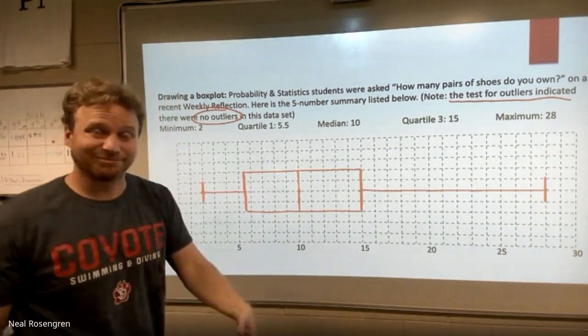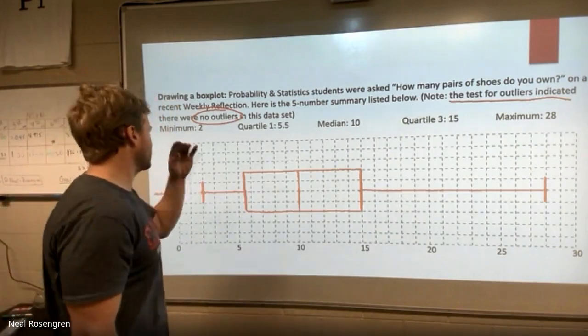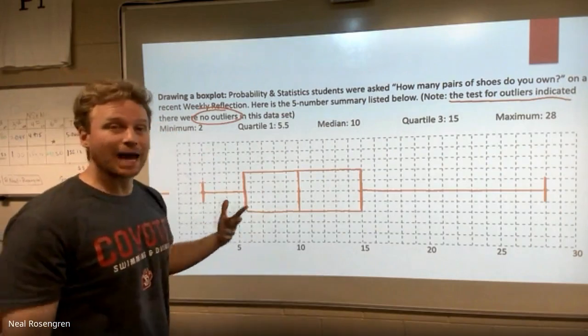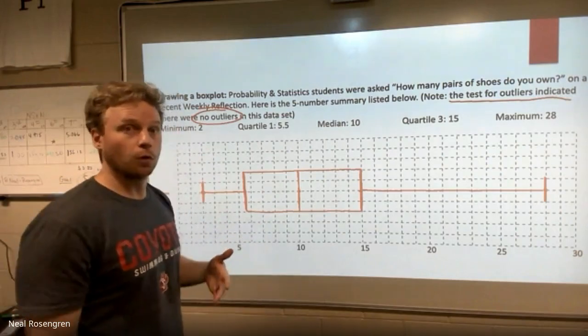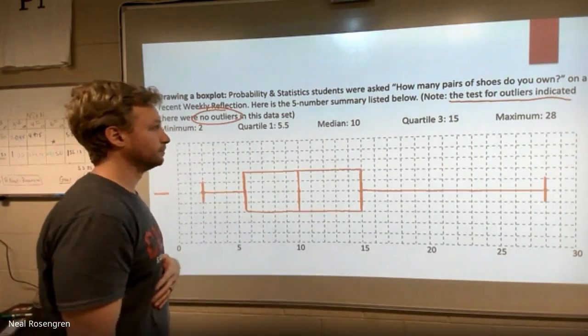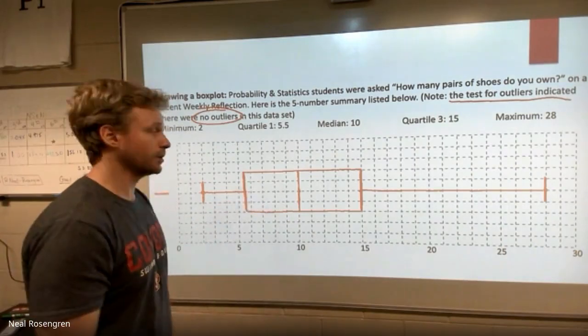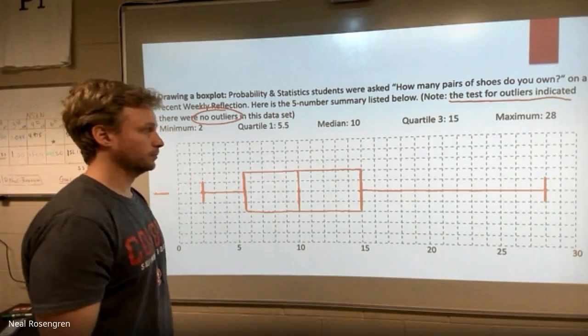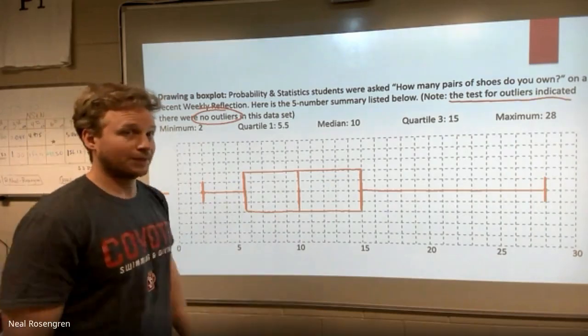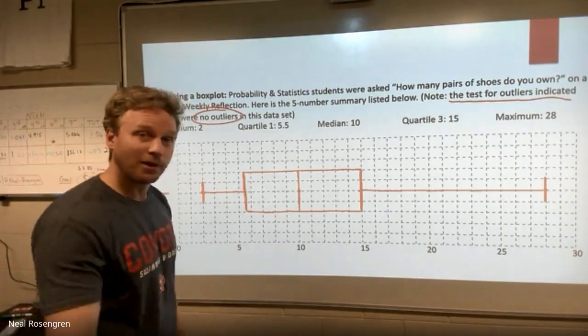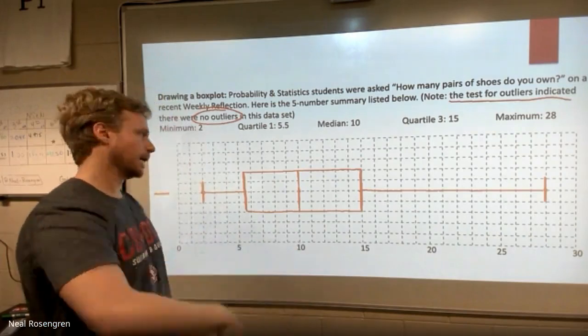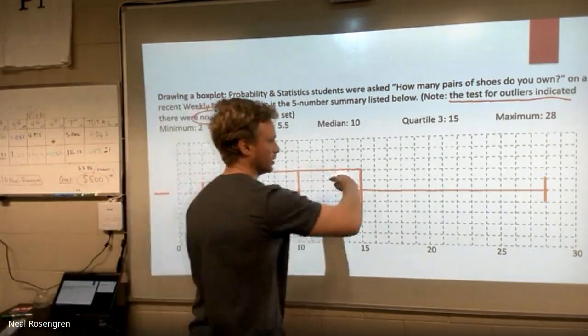But that's it. If we've got the 5-number summary and we know that there aren't any outliers, then we're good to go. If we do have outliers, then we'll mark those with just some little asterisks. That's it, box plots. 5 spots, line, box, box, box, line.